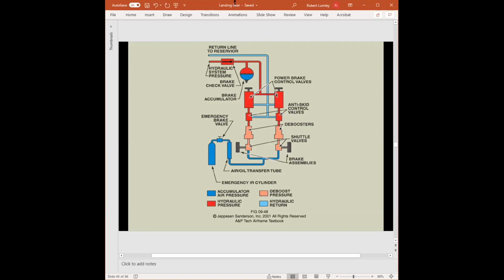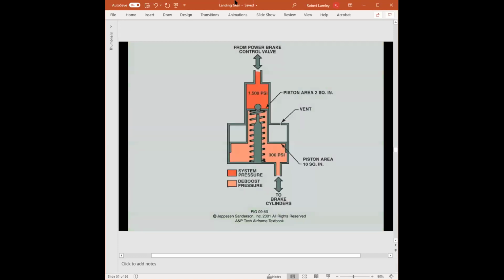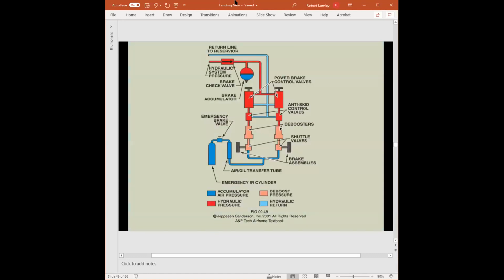Now, I will say this, that yes, I want you to know all of these components and how they are laid out. It's not that tough, okay? But for example, I want to see something. Okay, they're using 1500. The book is talking about 1500 PSI, so we're going to use the 1500 PSI.